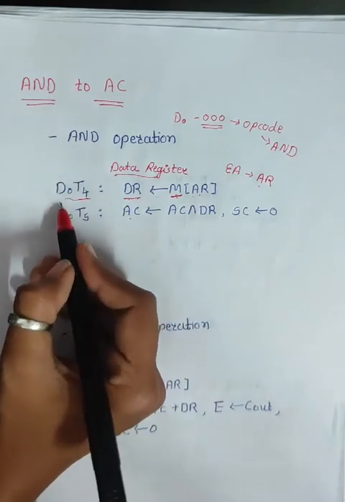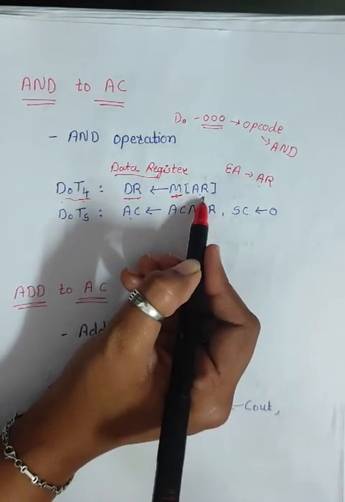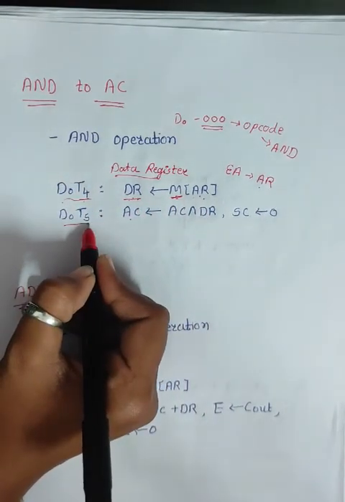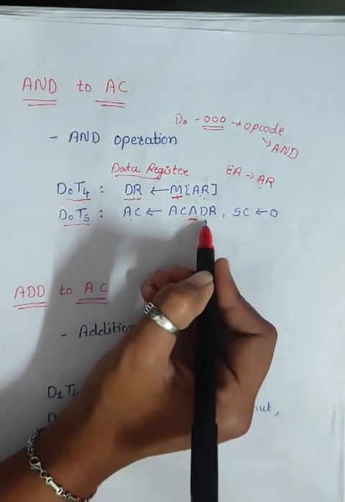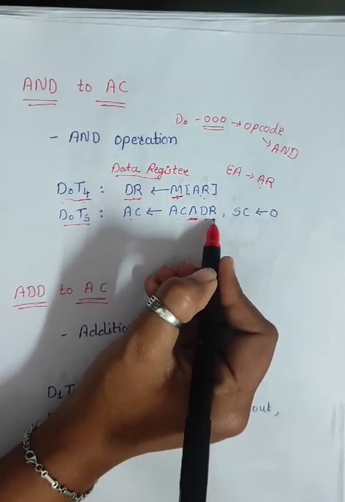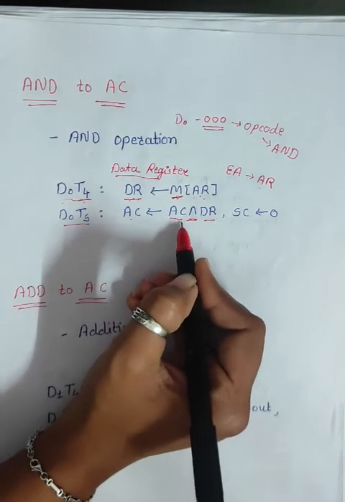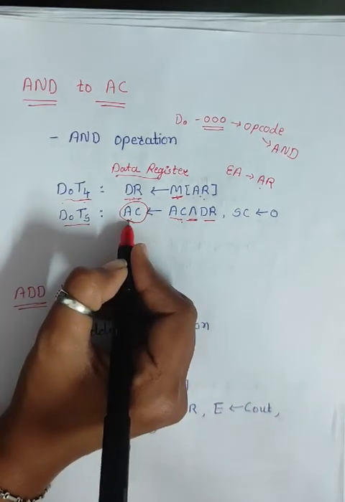So at the D0 T4 signal, first we transfer the data to the data register. At the D0 T5 signal, we perform the AND operation between the data available in the data register and the data available in the accumulator. And whatever the answer is, it is stored in the accumulator itself.